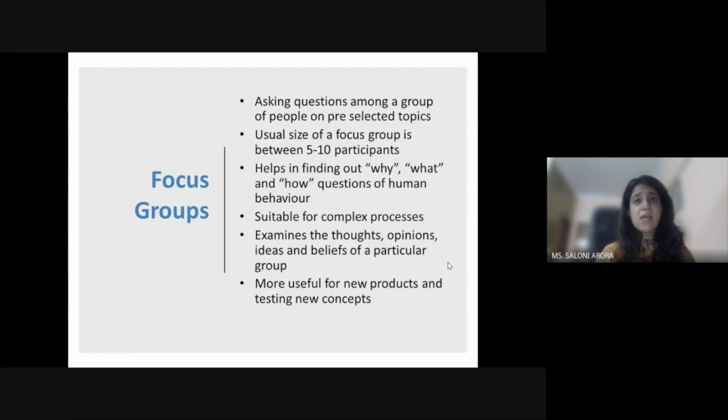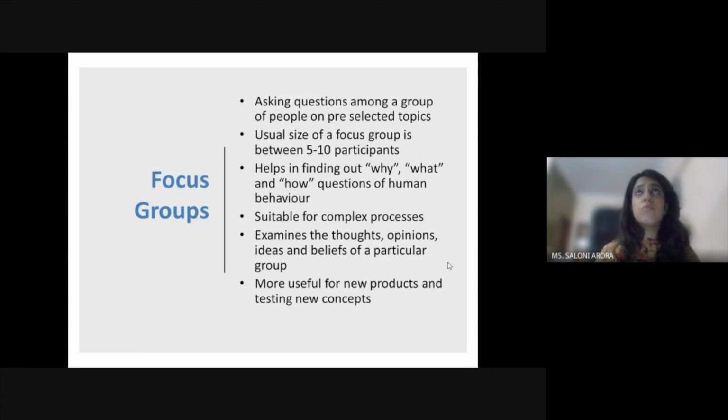Now, again, they're suitable for complex processes. Something which you can easily find out through a survey or an easier approach is not the focus of a focus group. Here, the intention is to gather information about those topics which are relatively complex, which require people to come together and raise their opinion.